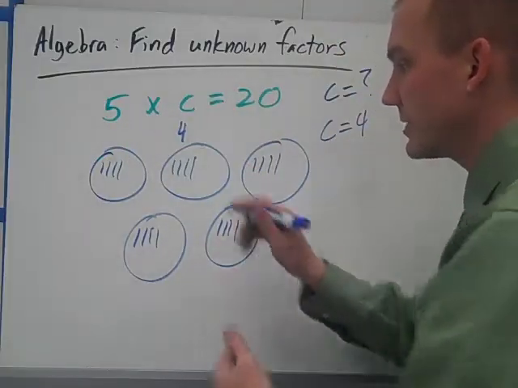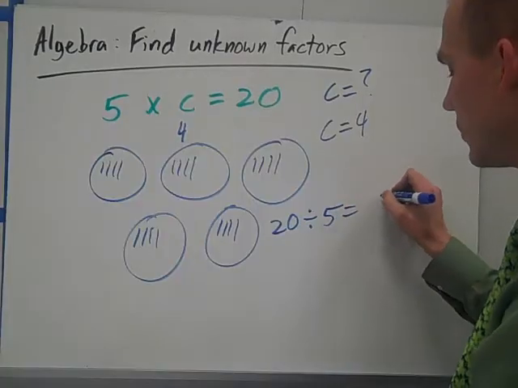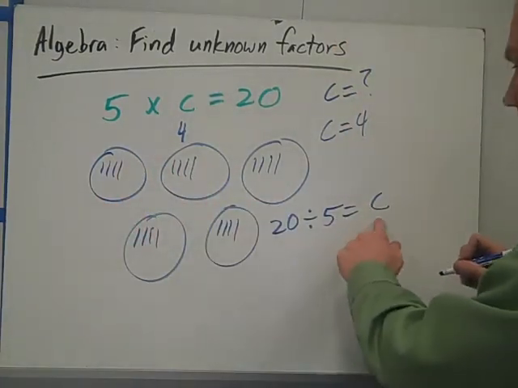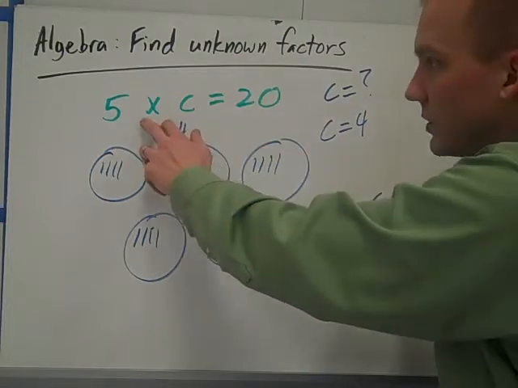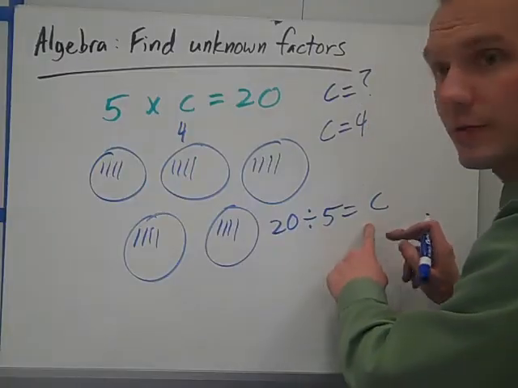We basically reversed this. We did 20 divided by 5 equals C. And when we solved 20 divided by 5, we came up with C. If you just switch the multiplication into division, you can figure out the unknown.